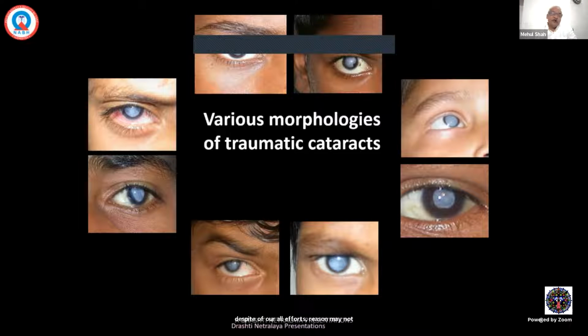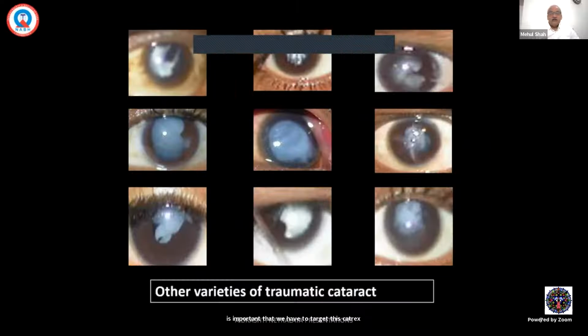Another thing to understand is that we have a very classical morphological classification of cataracts: nuclear, cortical, anterior polar, posterior polar. But this is not the case with traumatic cataracts. They present with various morphologies, and it is important that we target these cataracts according to the morphologies.